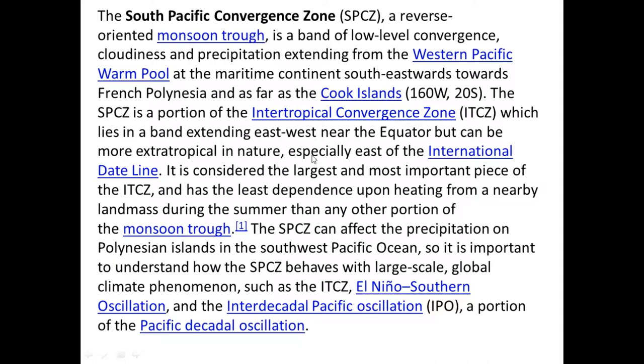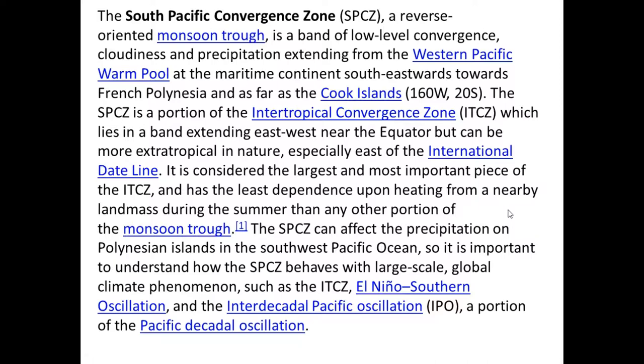The SPCZ is a portion of the intertropical convergence zone, called the ITCZ, which lies in a band extending east to west near the equator, but can be more extratropical in nature, those away from the tropics, especially east of the international dateline. It's considered the largest and most important piece of the ITCZ and has the least dependence upon heating from a nearby landmass during the summer than any other portion of the monsoon trough.